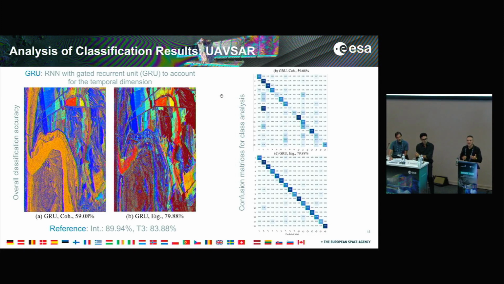Just for reference, I present here the classification results using the intensities, and on the right T3, all the information we have, okay? So it's just as a reference. Of course, with the coherencies, we don't have access to the intensity, so we cannot achieve those numbers. But at least in a high coherence scenario, we can see that these asymmetric terms include more information.